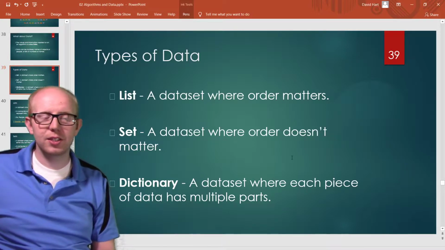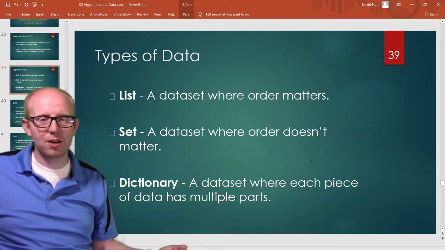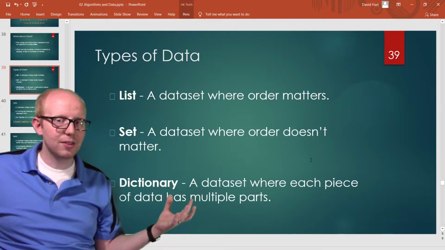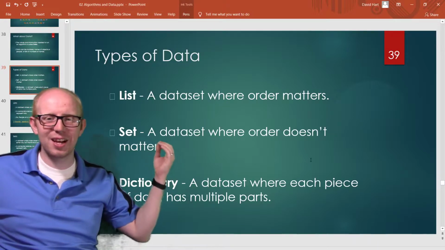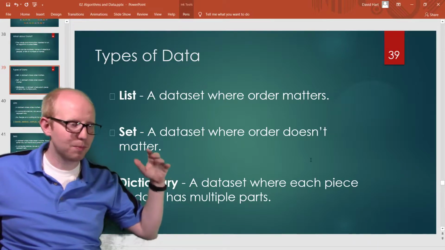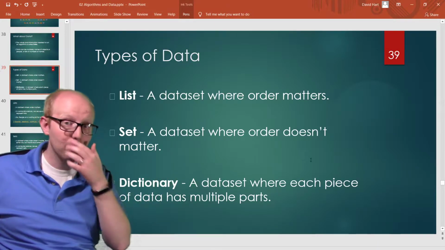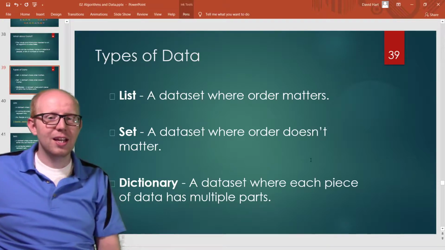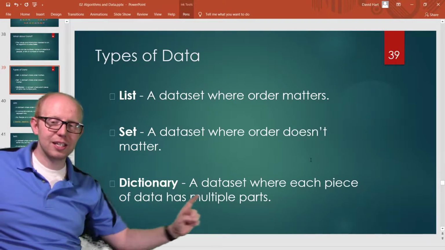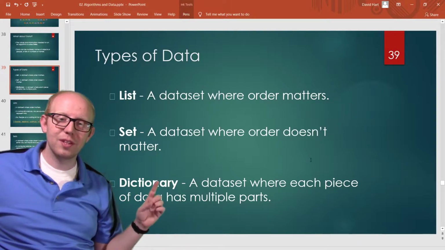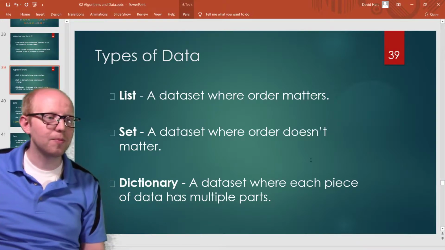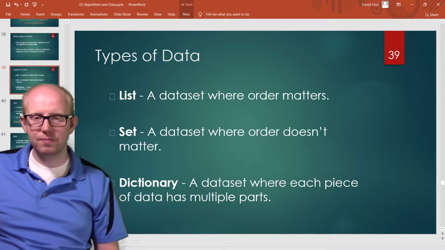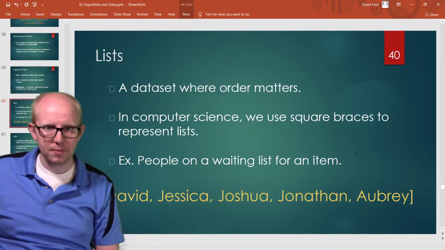A set is the same, but the order doesn't matter. So it's just a set of things, a part of data that doesn't matter what order it is in. And then a dictionary is a data set where you may have multiple parts stored with each item. Let's go through them in more detail.